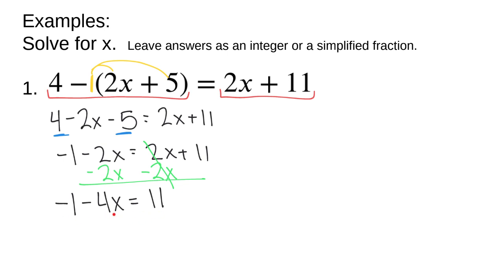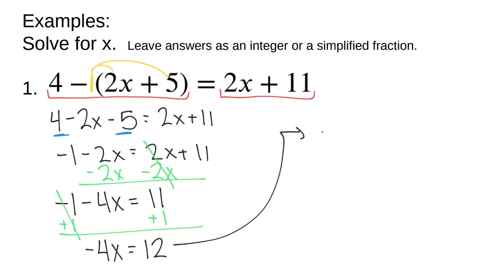Since my x is on the left, everybody without an x has to go to the right. So I'm going to add this 1 over to this side. Negative 1 plus 1 is 0, so they cancel. And I've got negative 4x equals 12. I'm going to rewrite that over here so we've got a little bit more room. Negative 4x equals 12. The last thing we need to do to get x by itself is move that negative 4. It is negative 4 times x. It's being multiplied. So to move the negative 4 off of the x, we do the opposite of that multiply, which is divide.